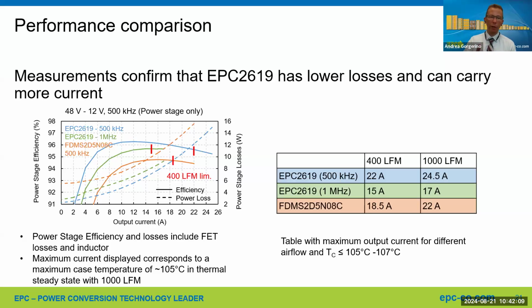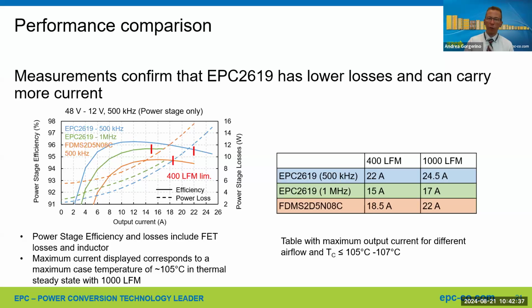So at 500 kilohertz, it's the blue curve and the orange curve, and you can see much higher efficiency, much lower losses. You can also see so much lower losses that if you actually do the measurement at 1 megahertz, that's the green curve, you still have lower losses than the silicon MOSFET at 500 kilohertz. And that's where I was mentioning before, the trade-off of switching losses really opens up what you can do in your system to take advantage of that.